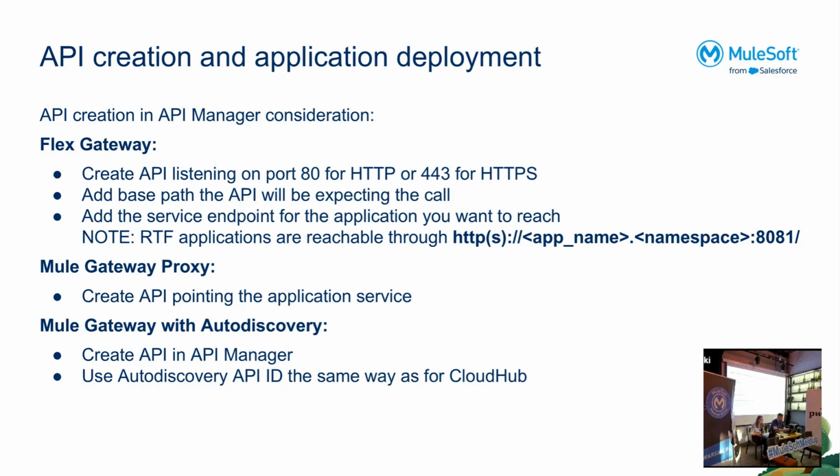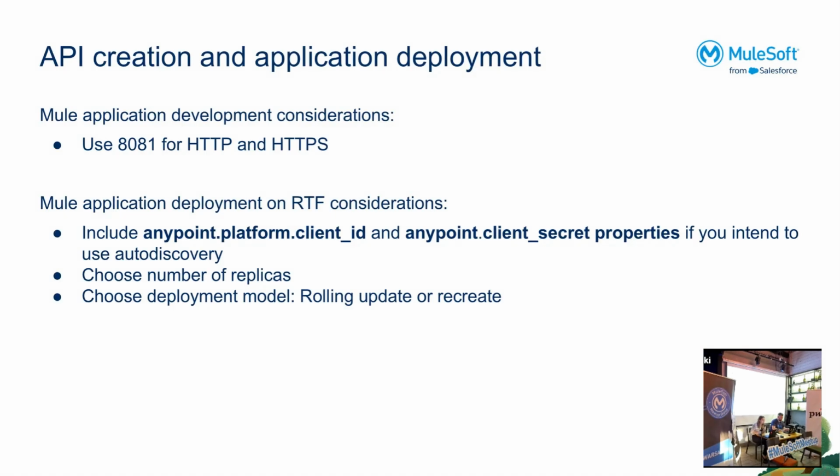So this is the setup when we create the API in API Manager. From then we can retrieve the API ID and assign this API ID within the MuleSoft application using auto discovery configuration. So these are three options in this solution for how we can create and manage APIs. And we do all that from API Manager. And in terms of the MuleSoft application itself, as I mentioned, we will be using 8081 for both HTTP and HTTPS.